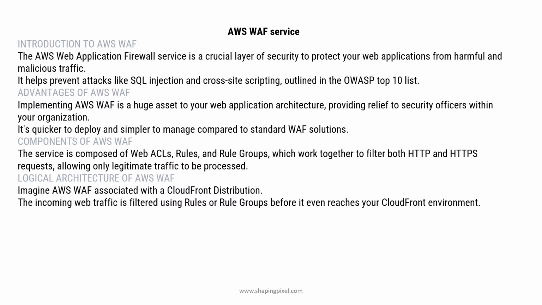The service is composed of web ACLs, rules, and rule groups, which work together to filter both HTTP and HTTPS requests, allowing only legitimate traffic to be processed. Imagine AWS WAF associated with a CloudFront distribution. The incoming web traffic is filtered using rules or rule groups before it even reaches your CloudFront environment. So by implementing AWS WAF, you can mitigate vulnerability risk and protect your web application from potential security breaches.